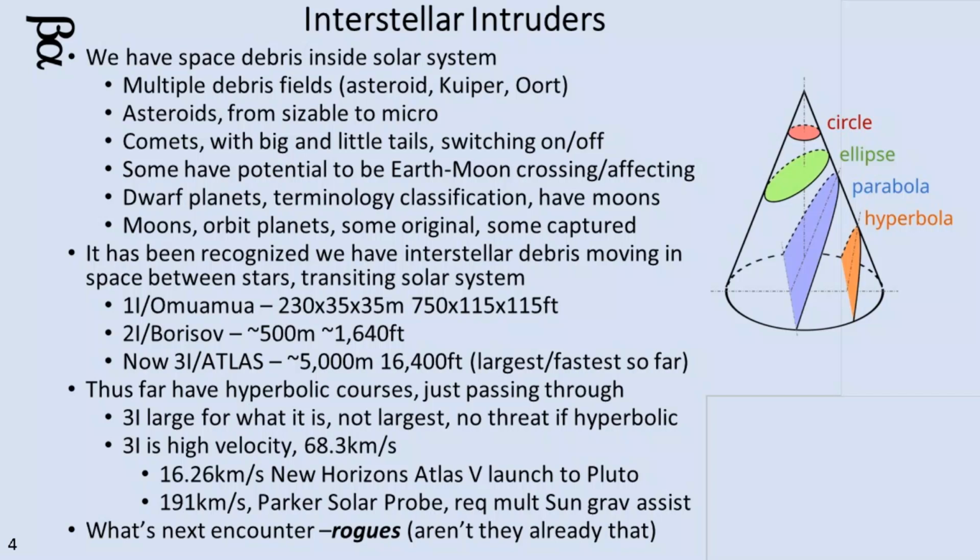The fastest probe that mankind has ever experienced was the Parker Solar Probe, and that was only going 191 kilometers per second, which is faster than 3i, but that's after it went around the sun on a long elliptical orbit several times. That's how it got to be going so fast, not because we had the technology to make it go that fast from Earth.